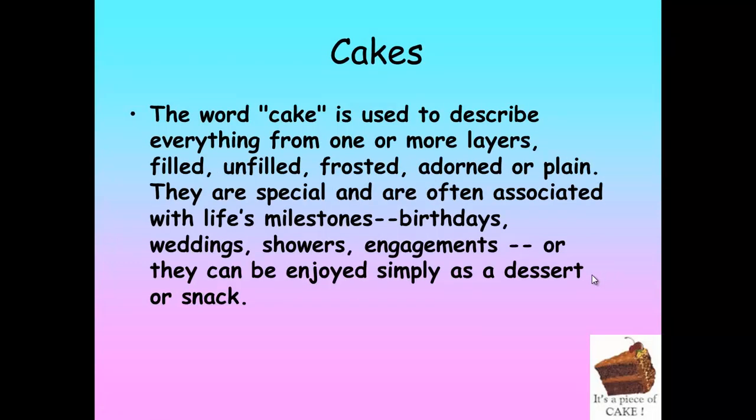And you probably do already have some prior knowledge on what a cake is, but just in case, the word cake is used to describe everything from one or more layers. A cake could be one layer or it could be 6 layers. It could be filled with jams, puddings, chocolate, custards, or it could just be left unfilled. It could be frosted, it could be adorned, which means decorated, or it could simply just be left plain.